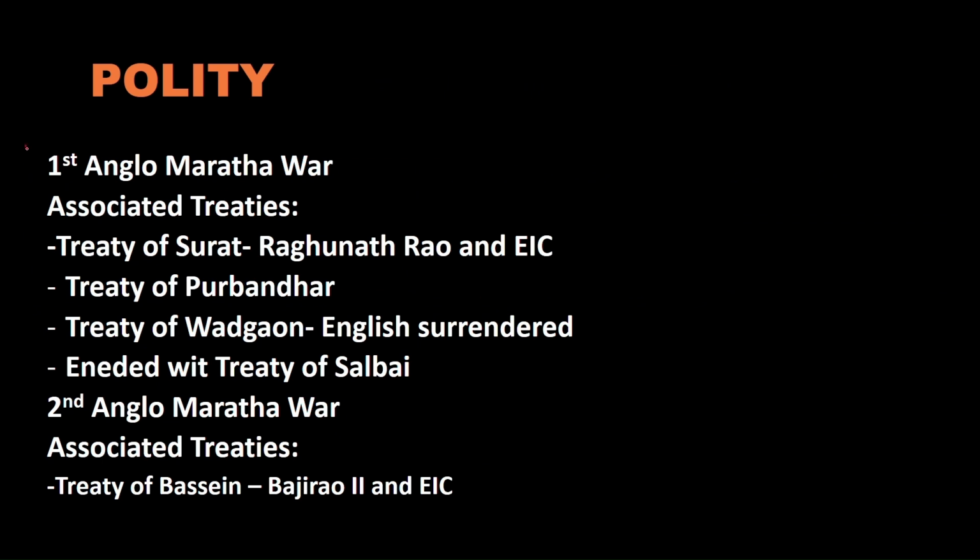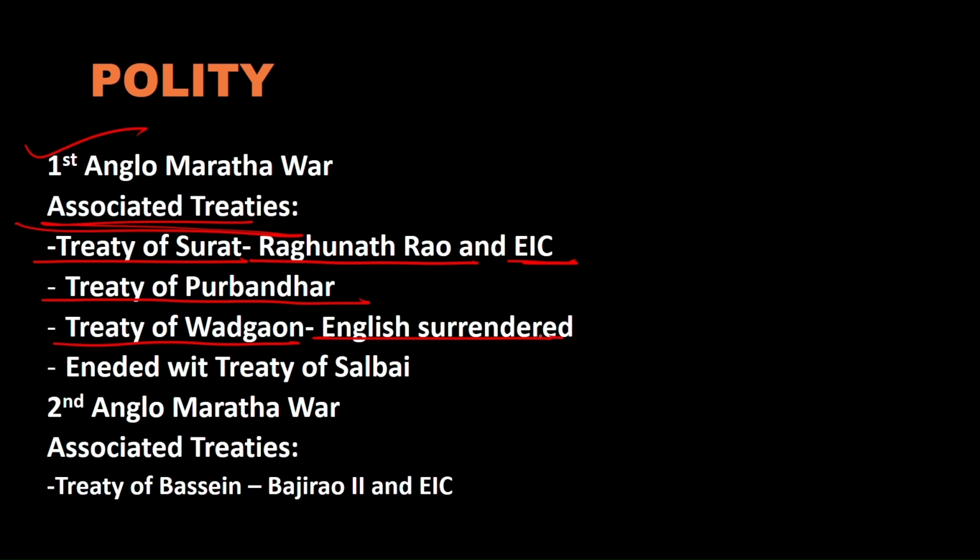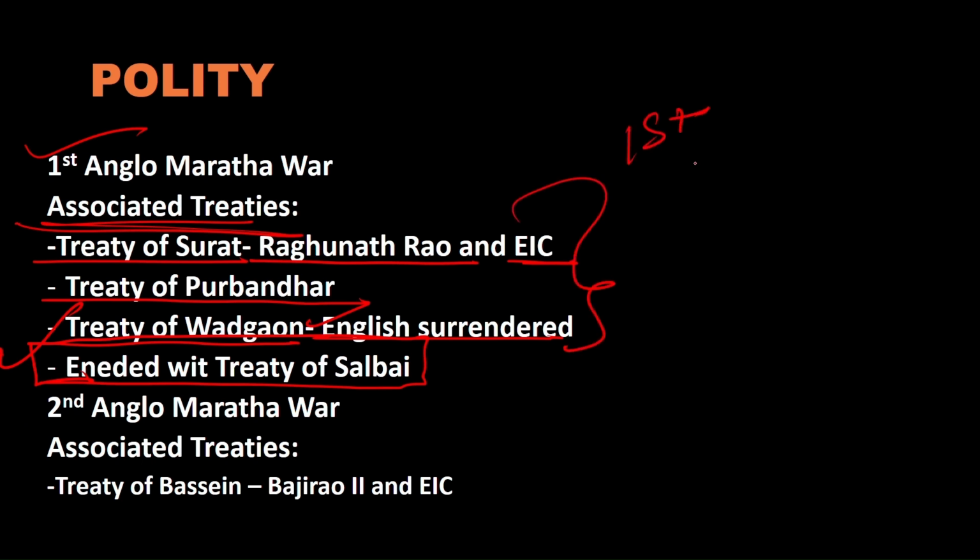For the first Anglo-Maratha war, the treaties that were associated: first one was the Treaty of Surat. It was between Raghunath Rao and the East India Company. We had the Treaty of Porbandar. We had the Treaty of Vadgaon. English surrendered in this one. And it finally ended with the Treaty of Salbai. Important, all of them are related with the first Anglo-Maratha war.